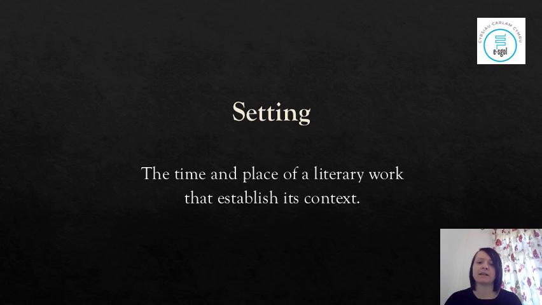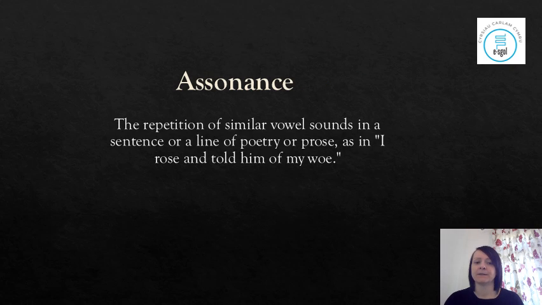Setting, so the time and place of a literary work that establishes a sense of context, okay, sort of when it was written, what was going on during that era. Obviously the setting would allow you then a way into AO3, okay, because you'd use the setting, so the place, the time, in an effort to link it to, whether it be Elizabethan, Jacobean era, okay, and you use that then as your way into discussing your social contexts as well.